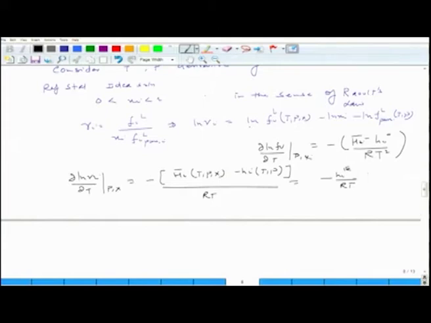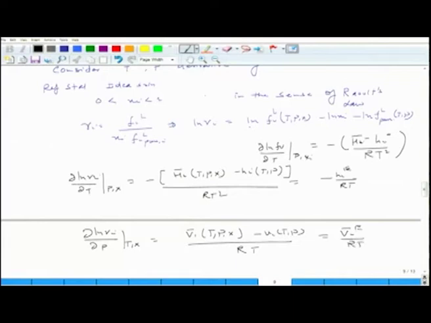So, excess Hi. Similarly, you can show that gamma I by del P at a constant Tx is nothing but Vi bar Tp x minus small Vi Tp for the pure fluid, RT square, here it will be RT here, and this will be nothing but Vi excess by RT. Okay. So, this is by considering the Raoult's law sense.